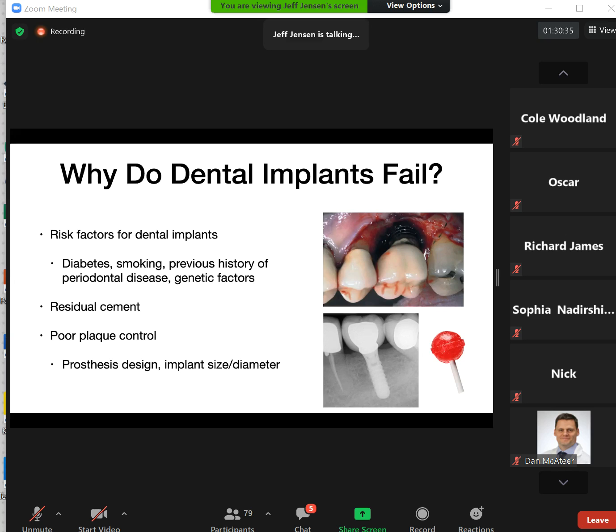Obviously, poor plaque control. If a patient is not cleaning well or is unable to clean, it can be tough. Some of the crowns that we place have a poor contour, and it can affect the cleaning of the tooth. Or if something has to have a ridge lap, it can be tough for the patient to clean. So we have to be really vigilant and help the patient understand what needs to happen as far as the cleaning goes for them.